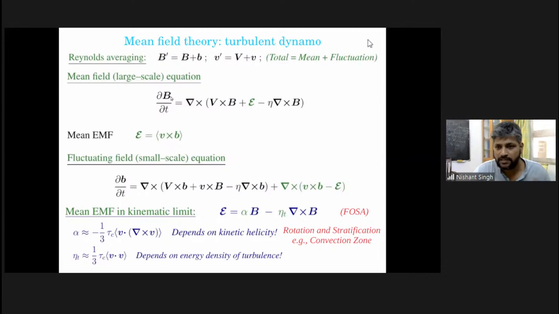Details are not known. How much is the alpha effect? What is the nature of the alpha effect? It is not a scalar quantity. In general, it's a tensorial quantity. So all these details are missing. But roughly, we know that the dynamo is working, which is giving you the magnetic field. But it gives you a diffuse field, space filling. It's filling the entire sun.